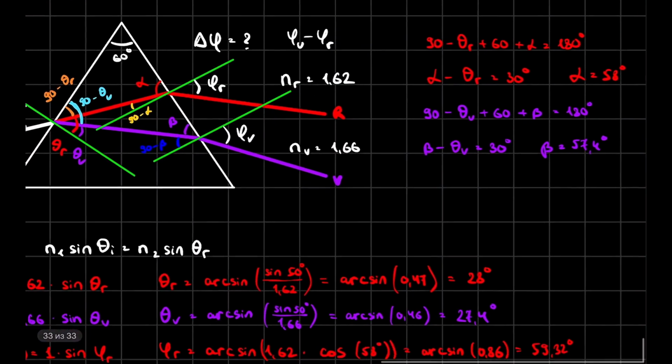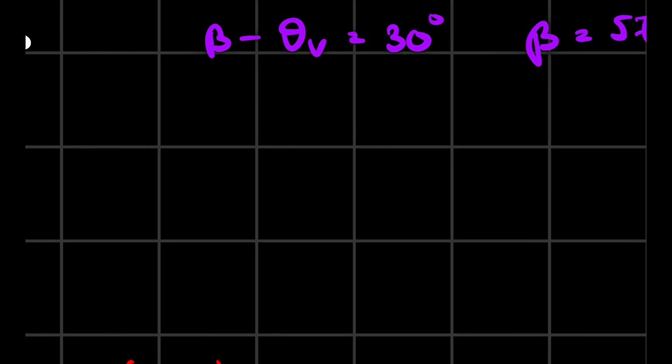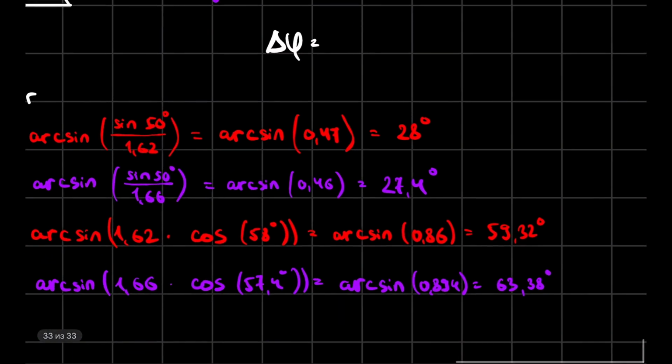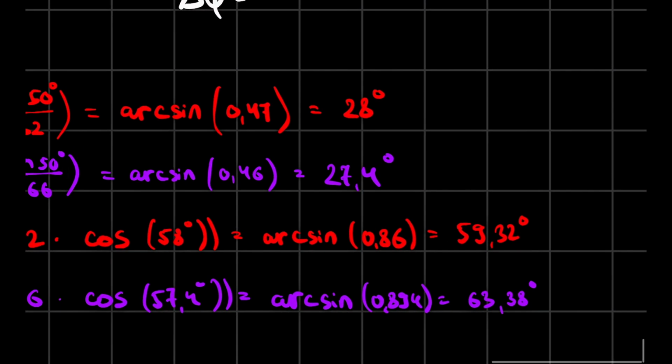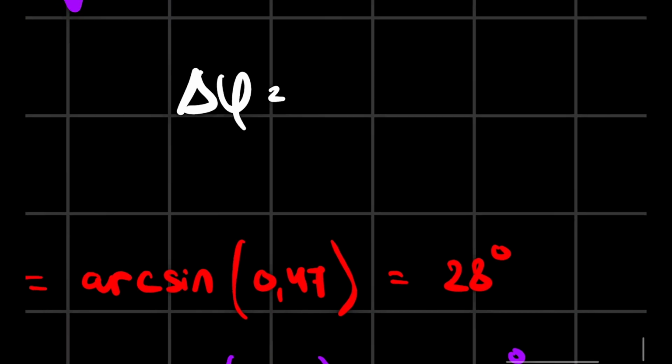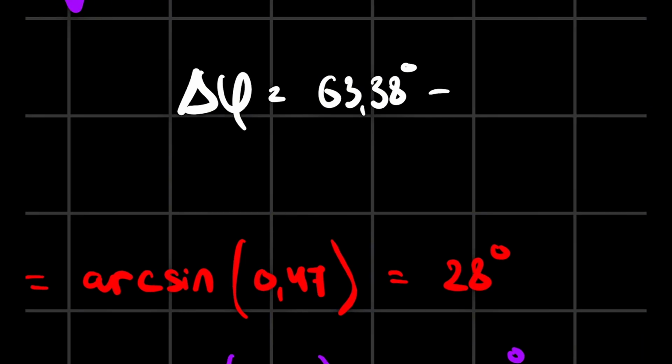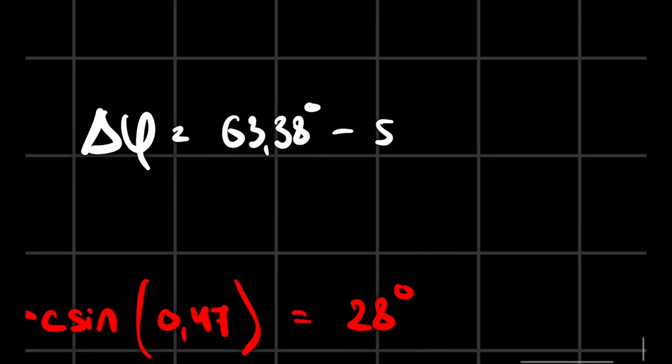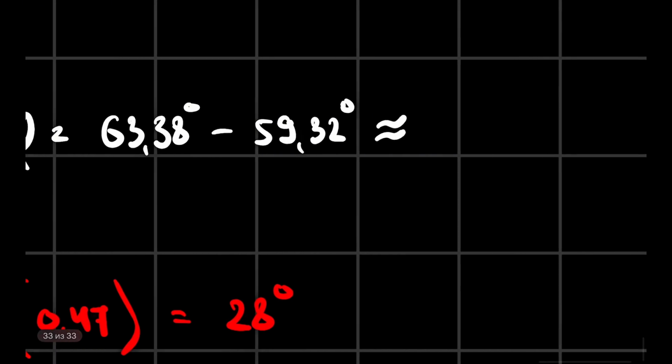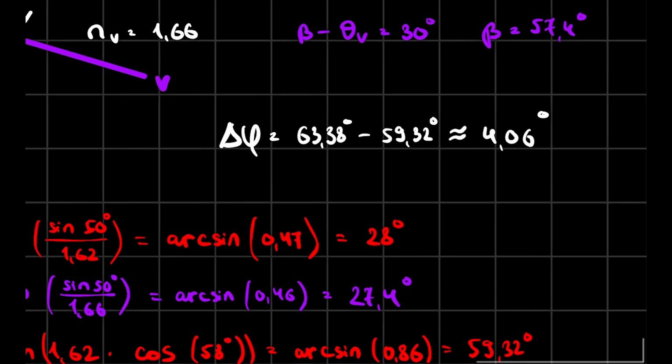So as we have said in the very beginning, we need to find delta phi, the angle between them. Let me write it here. Delta phi equals phi violet minus phi r, since phi violet is larger. So we don't need some negative angle because it cannot be. So this would be 63.38 minus 59.32. I believe it's something about 4.06 degrees. That's our delta phi.